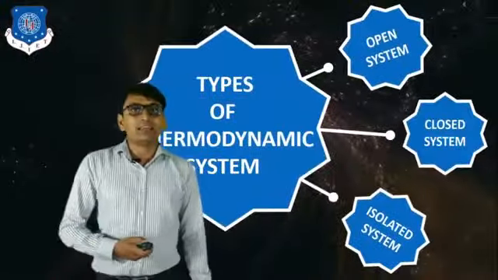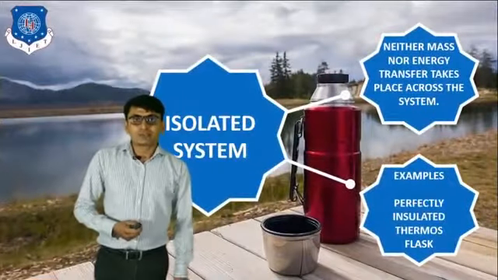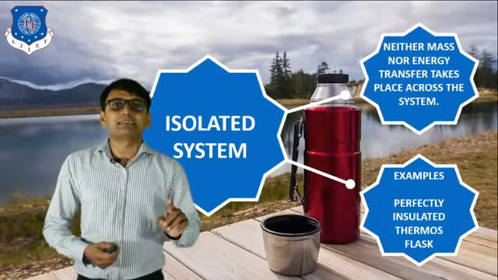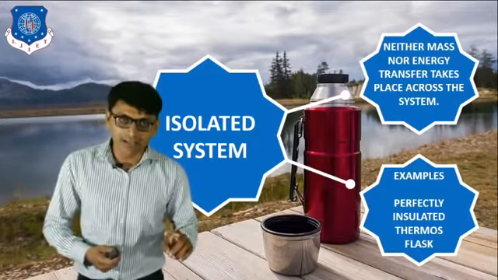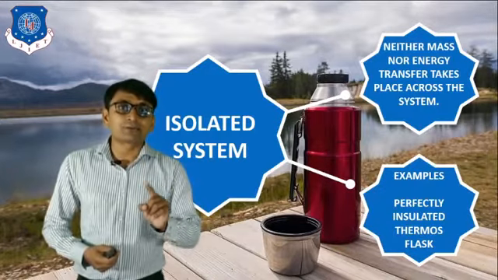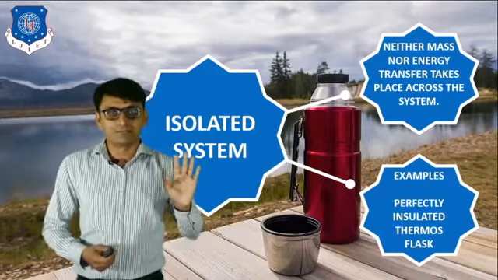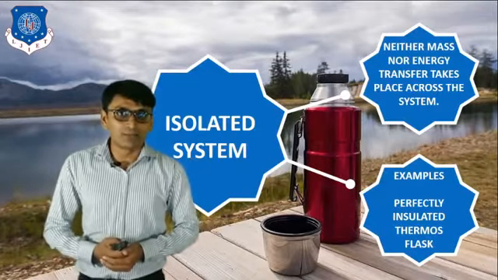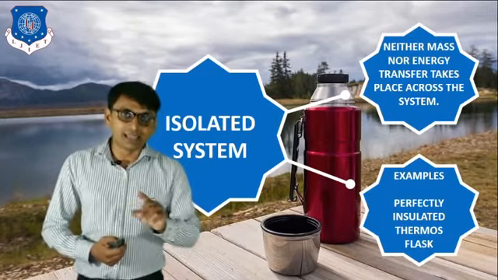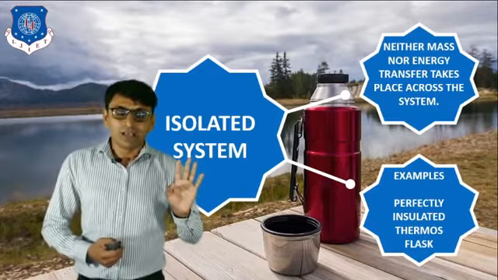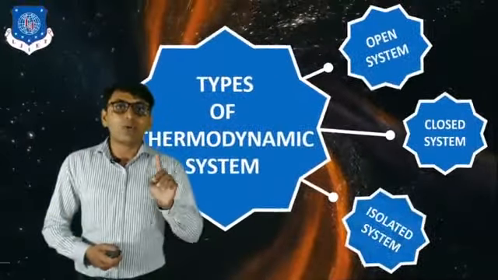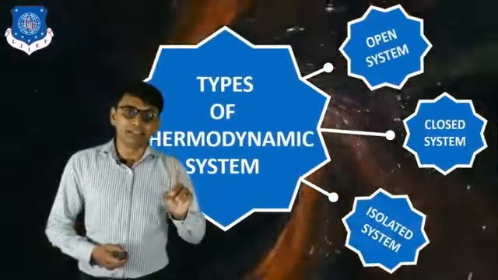Then next one is the isolated system. In an isolated system, neither heat nor mass transfers from system to surrounding or surrounding to system. It means the total energy of the system remains constant. An example is a thermos flask, in which neither heat nor mass transfers. So these are the three types of system: open, closed, and isolated system.